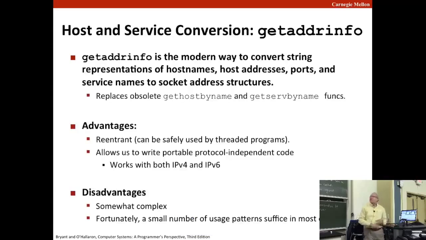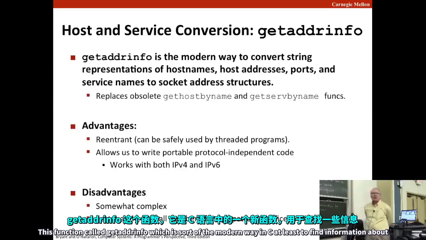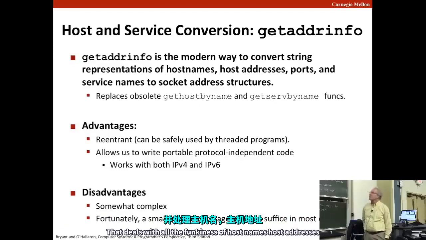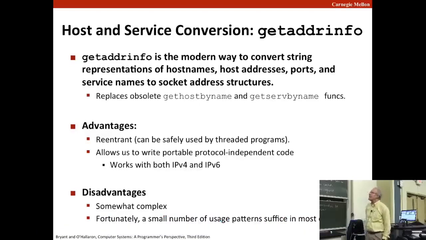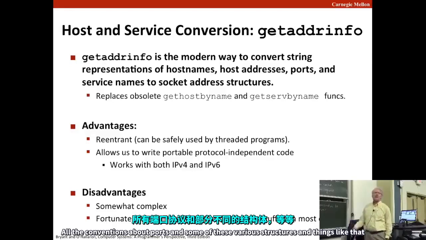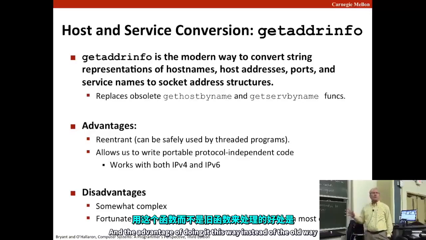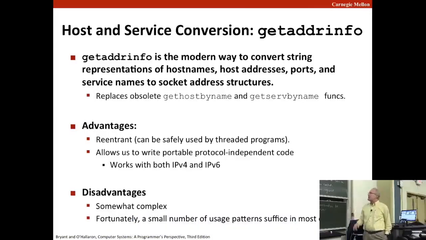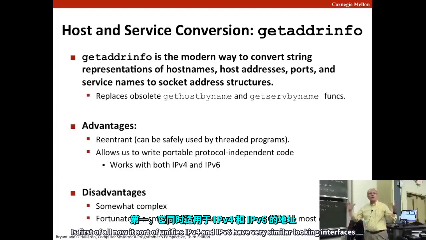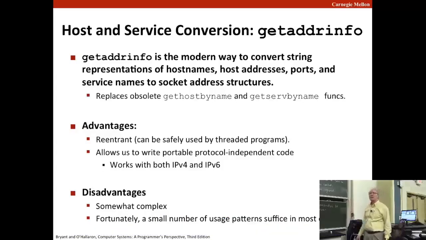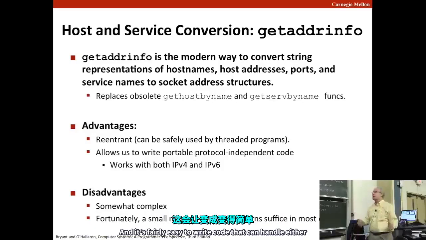So I mentioned this function called getaddrinfo, which is sort of the modern way, in C at least, to find information that deals with all the funkiness of host names, host addresses, all the conventions about ports, and some of these various structures. The advantage of doing it this way instead of the old way is, first of all, it unifies things: IPv4 and IPv6 have very similar looking interfaces, and it's fairly easy to write code that can handle either.